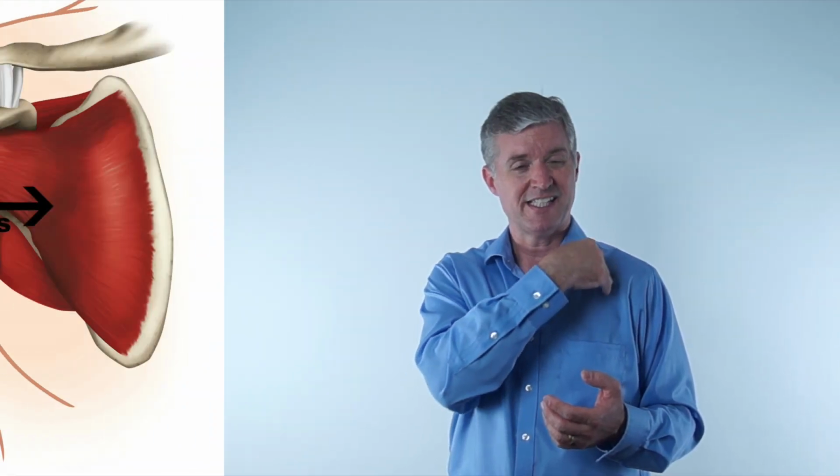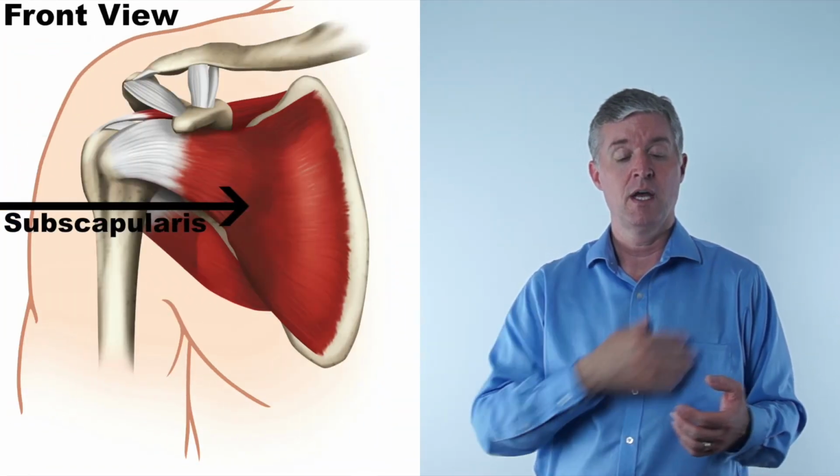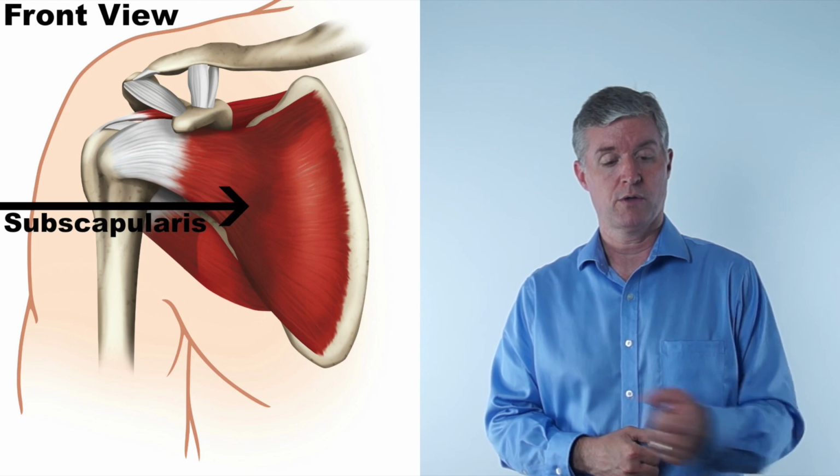There are four muscles and tendons that make up the rotator cuff. One in the front, called the subscapularis. It's deep down in the shoulder, so you can't feel it, but its job is to help bring your arm in this direction. So if your hand's out in front of you and you bring it across your body without moving your elbow, that's the subscapularis that's doing that.